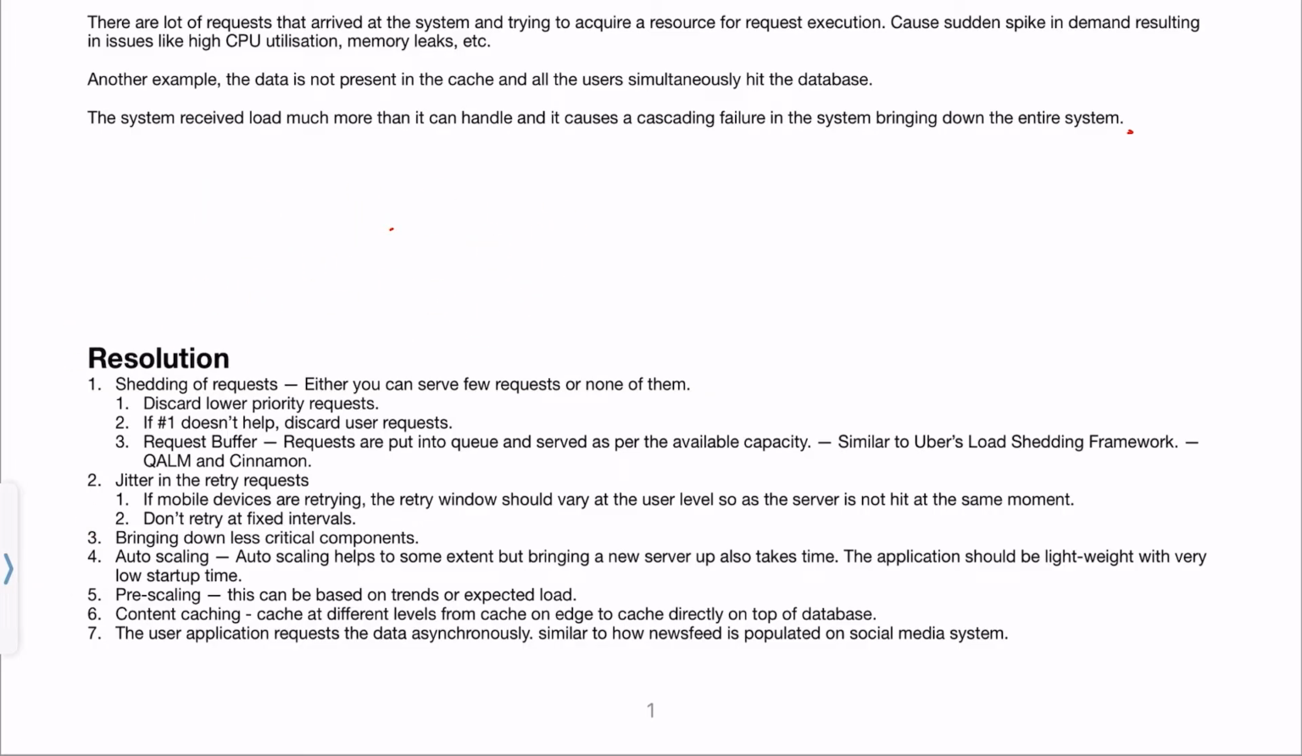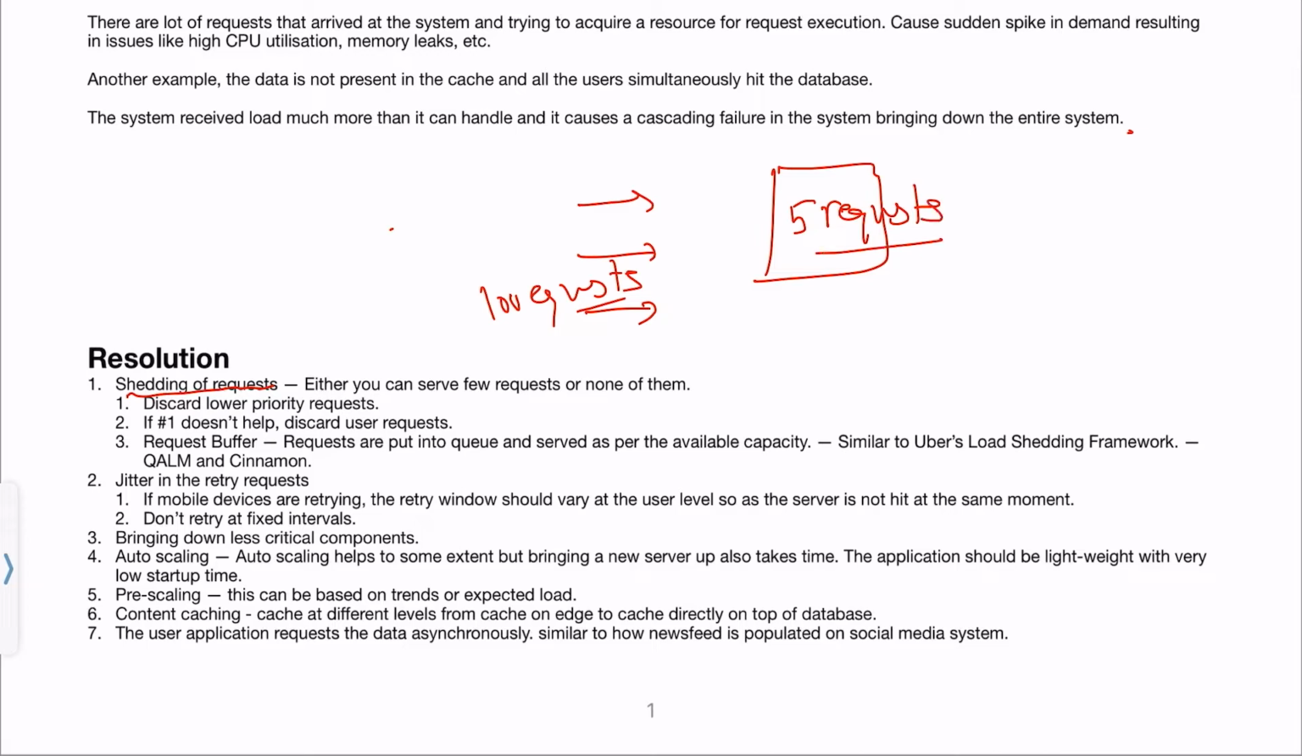The first resolution is shedding of requests. When I say shedding of requests, let's say there are 10 requests that come in. You identify the number of requests that can be served by your system. If I say my server system can serve only 5 requests, I will drop the other 5 requests from this pool. To the load balancer, I will only forward 5 requests which can be easily served by the system, avoiding the overload scenario we were talking about earlier.